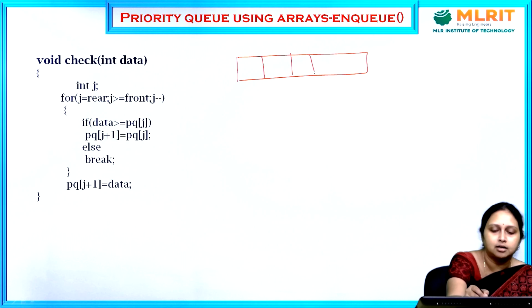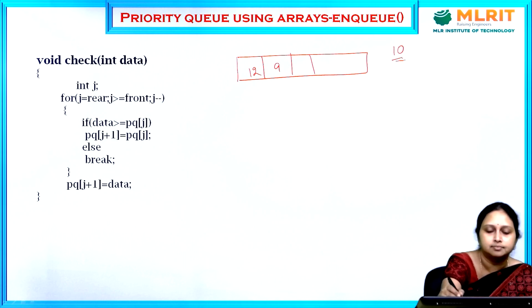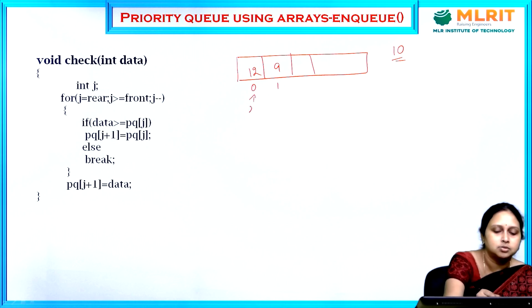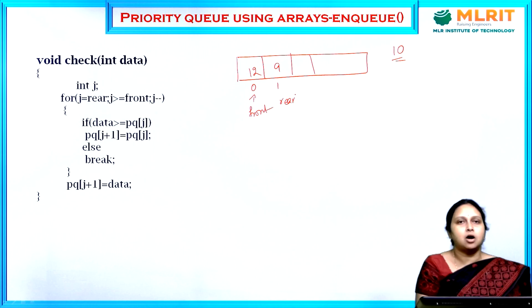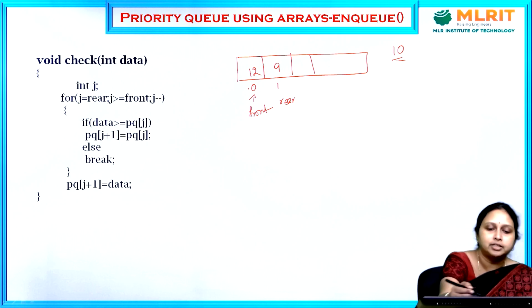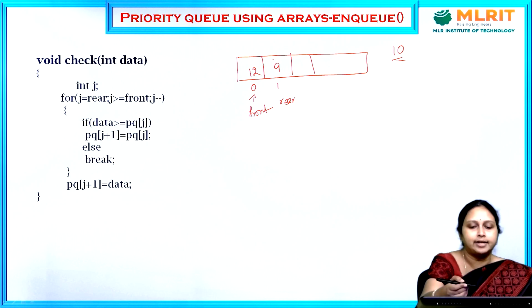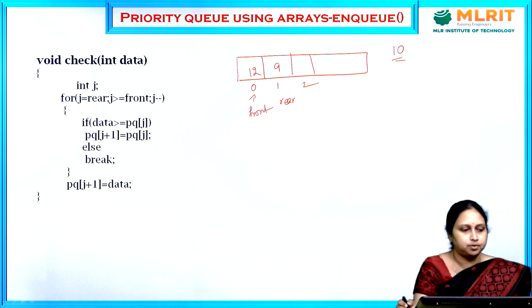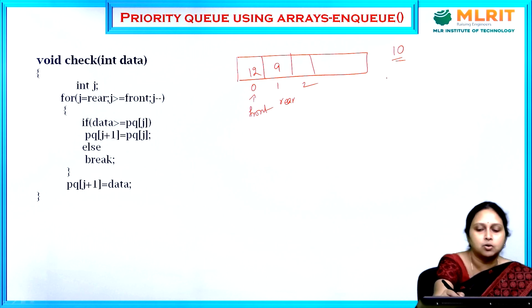Let me take the third element I want to insert. I want to insert the element 10. Now this is 0 and this is 1, and this is my front value and this is my rear value. Let us see how this is going to work. How should this 10 be inserted in this position, and 9 should be at index 2. Now just check this logic, how this is going to work.